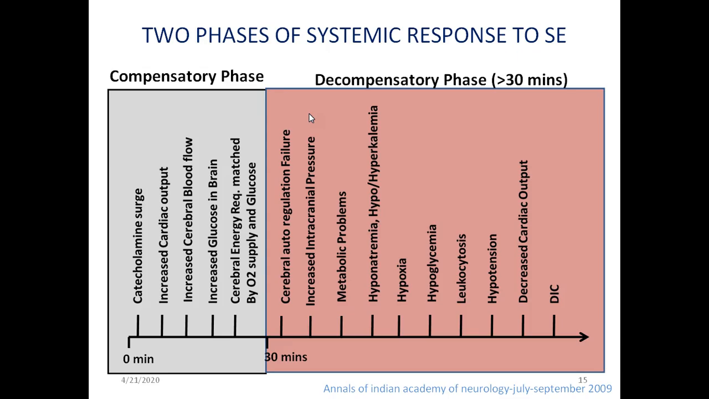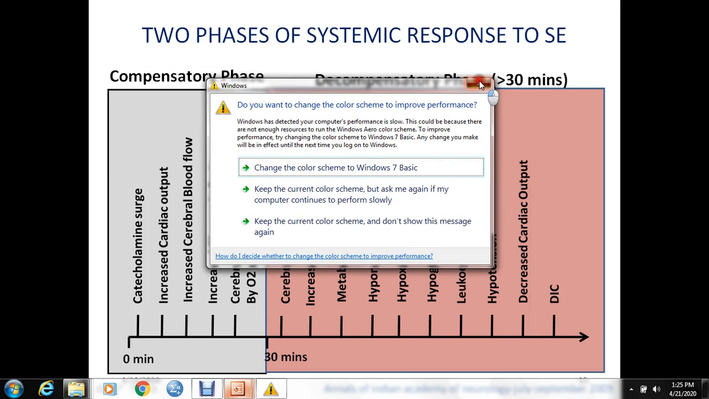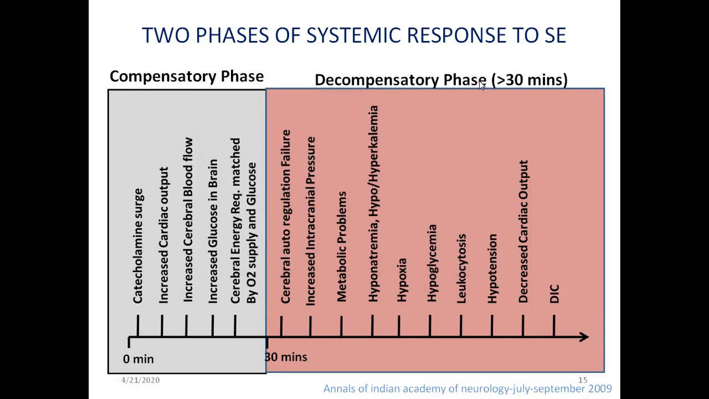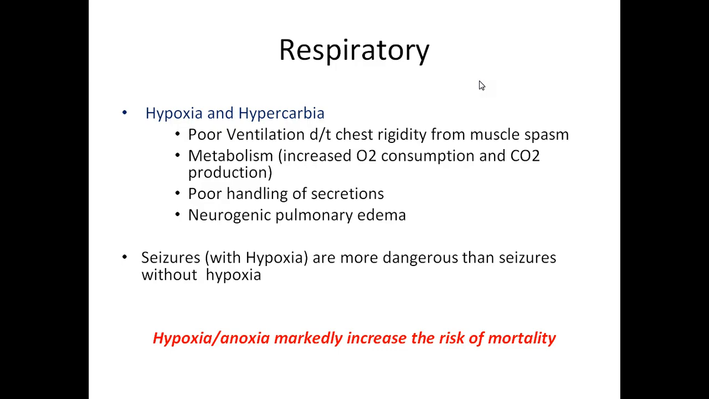But if the status persists beyond 30 minutes, it leads to decompensation. What happens then? Cerebral autoregulation failure. So increased intracranial pressure, metabolic problems, hyponatremia, hypoglycemia, hyperkalemia, hypoxia, leukocytosis, hypotension, decreased cardiac output, DIC, and multi-organ involvement. So one should act early, during the compensatory phase, to stop the status and prevent the development of the decompensatory phase. So what is the systemic response of status epilepticus?